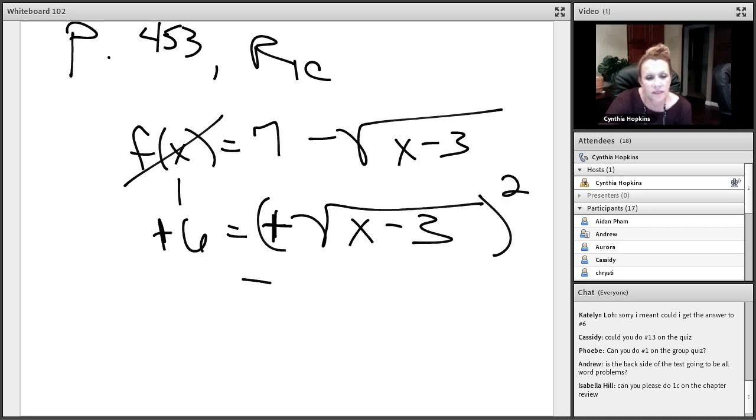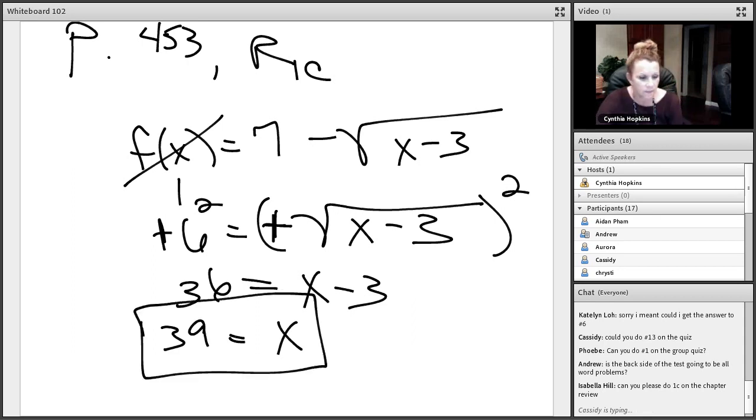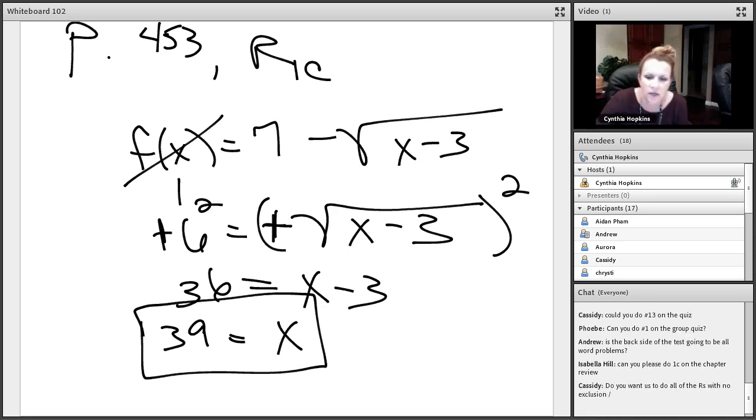Then I'm going to square both sides here. On the right side of the equal sign, I can square a positive 1, but of course I keep a positive 1. Then when I square the radical, those cancel and I get the stuff inside. So x minus 3. Okay, on the right side, I need to square that as well. So I get 36. And then I need to solve for x. So add 3 and I get 39. Okay, let's see, that was R1C, and that's the correct answer. X equals 39. Okay.